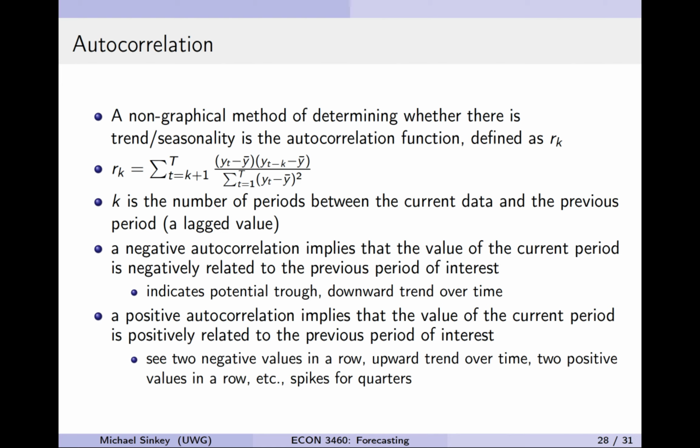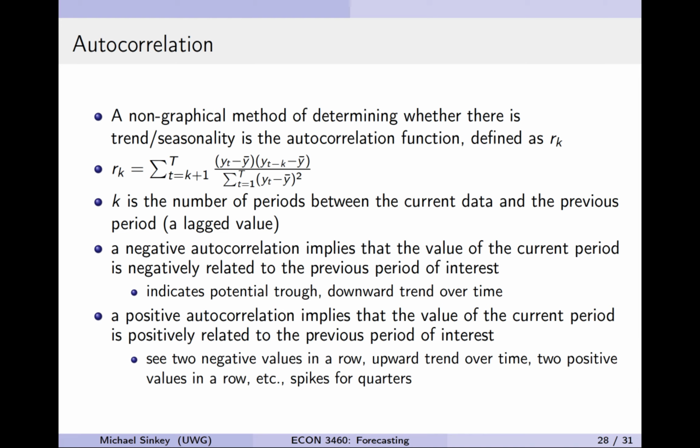Okay, this is not the only measure that we can employ to learn about the features of a time series. A non-graphical method is what's called the autocorrelation function. It is r_k. r_k is the correlation coefficient, but the variable of interest is a lag of the past. k is the number of periods between the current data and the previous period. So if I'm comparing the data from today to yesterday, there's just one period in between. If I'm going 2 days ago, there are 2 periods in between, etc. So the minimum for k is 1.